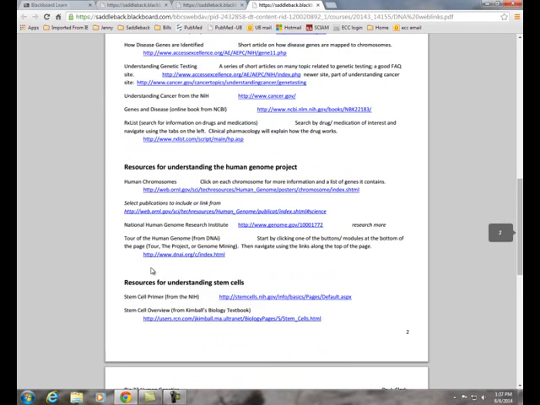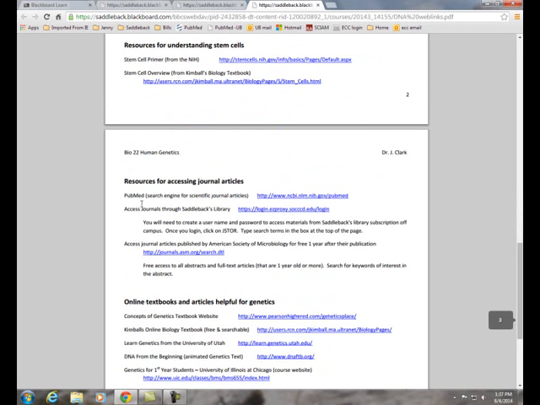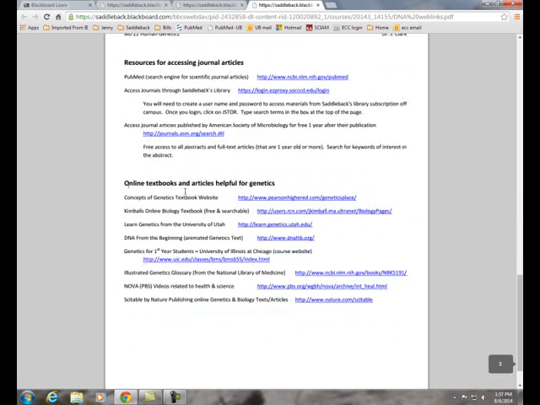Information about the Human Genome Project, information about stem cells, some guides for accessing journal articles online. And then last, online textbooks and websites that have articles that are very helpful for genetics, including our textbook. Here we have an online biology textbook that's free, some other websites that are very useful, and even websites for other genetics classes that students have found useful in the past.